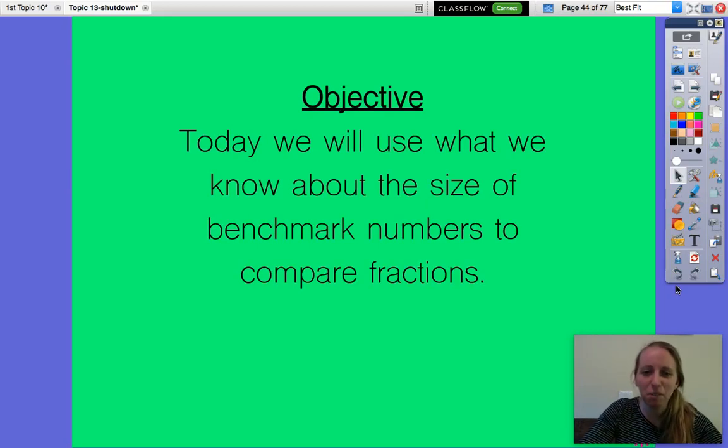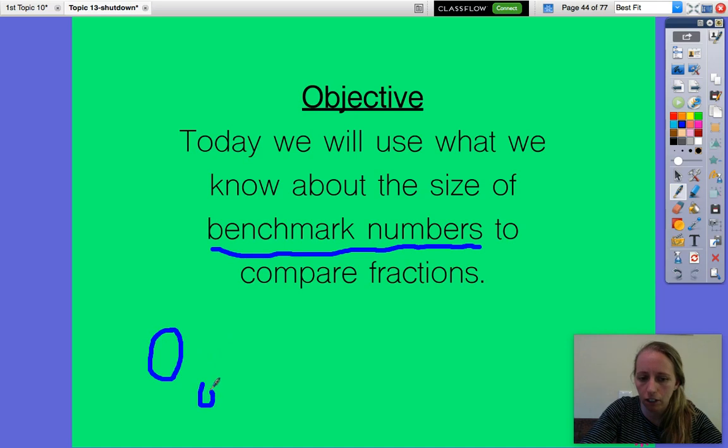Okay, today we are going to use what we know about the size of benchmark numbers to compare fractions. Benchmark numbers are something new that we haven't spoken about before. We're talking about the number 0. Any fraction that would mean 0 would be 0 over any denominator.